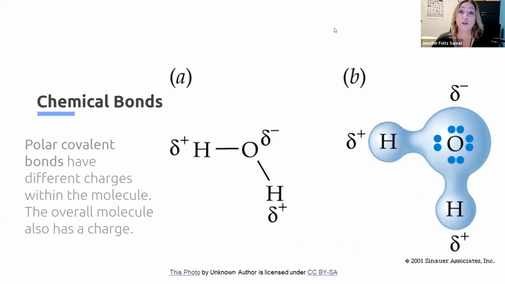This is the concept that people tend to struggle with: polar covalent molecules. A polar covalent molecule is formed when atoms have polar covalent bonds. We are looking at water in this picture. Water is the example I will typically use for a non-polar, or for a polar molecule, I'm sorry.